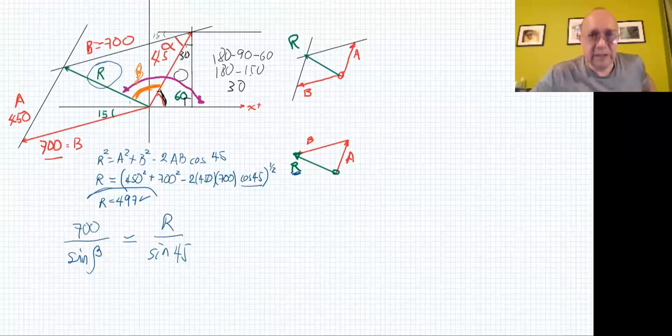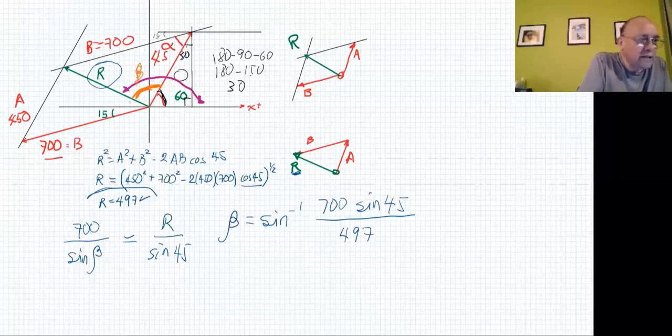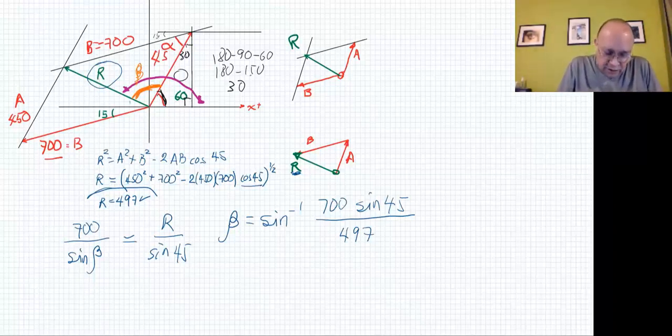Okay, I see somebody doing like this. I like that. Thank you, Darcy. All right. That's the way I will do it. Anybody use another method? Okay, if I do that, I get that beta is equal to sine minus 1 of 700 sine 45 divided by R. R is 497.01 or something. Somebody says something like that, right? 497. Let's do 5 significant digits in all intermediate calculations.